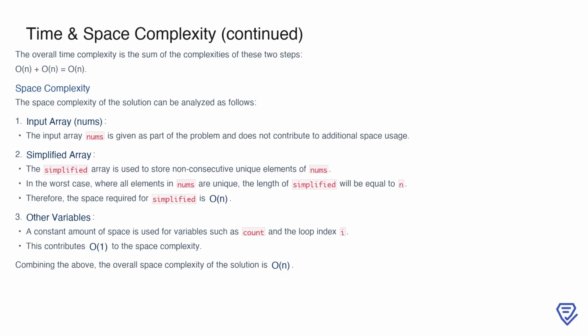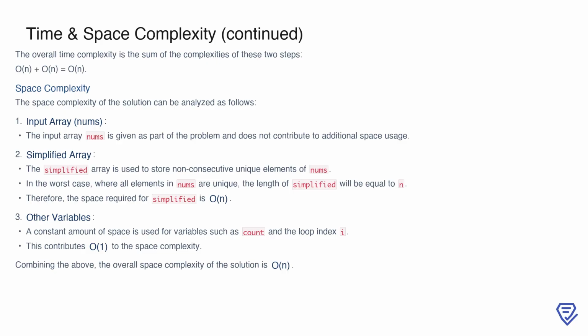The input array nums itself does not contribute to additional space usage since it is provided as part of the problem. However, we do use the simplified array to store non-consecutive unique elements of nums. In the worst case, when all elements in nums are unique, the length of simplified will be equal to n, resulting in a space usage of O(n). Other variables, such as the counter count and the loop index i, require only a constant amount of space, or O(1).